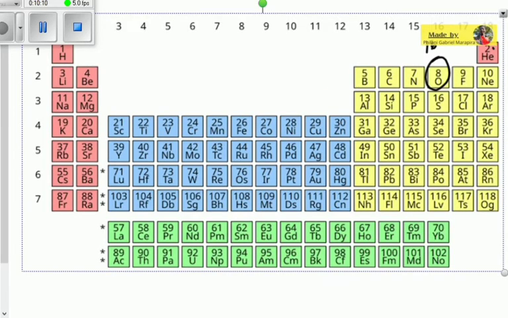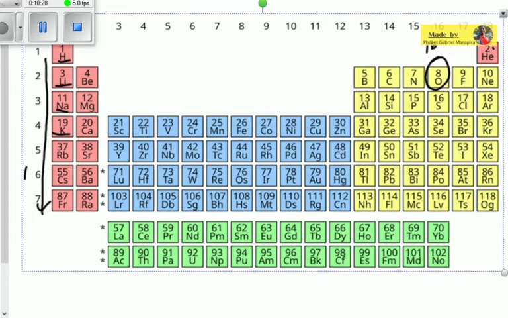So you can see that in the periodic table here, hydrogen has only 1 electron. Lithium has 1 valence electron. Sodium, 1 valence electron. Potassium, 1 valence electron. All the elements in group 1 have 1 valence electron.